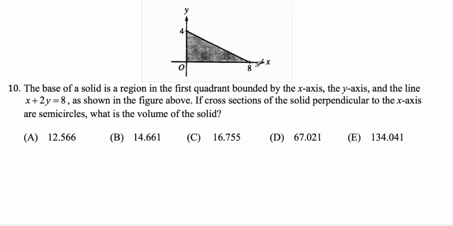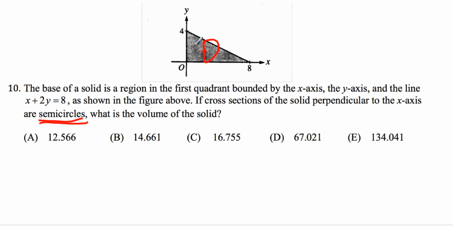All right, let's look at the next question, number 10. We have this figure. Now it is a cross-section perpendicular. This has the semicircle. How can I get the semicircle? That means I can imagine this is a semicircle right over here. That means this portion is the diameter, not the radius.